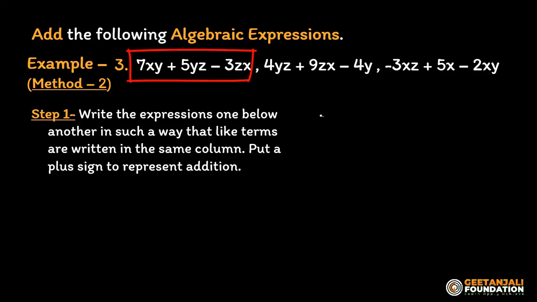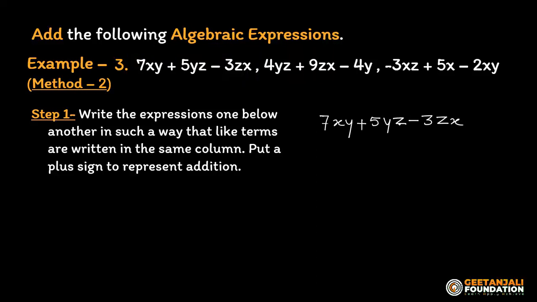So we will write this expression first. So I will write 7xy plus 5yz minus 3zx. In this example, you will understand how important it is to write like terms one below another. So here it is 4yz. Let's find where is yz. It is here. So we will write 4yz over here. Plus 9zx, so this is zx, so I will write plus 9zx, and minus 4y, so there is no term of y over here, so I'll write it separately, minus 4y.